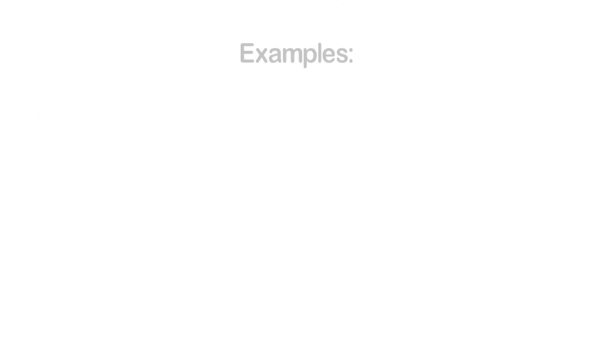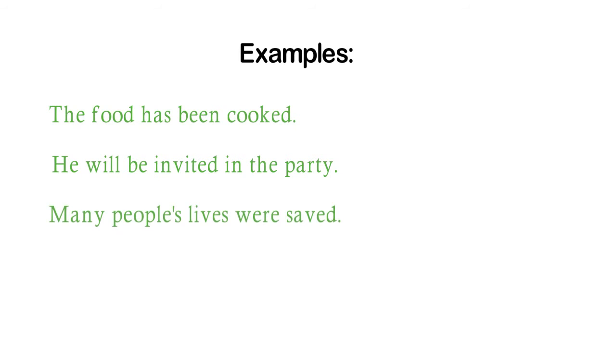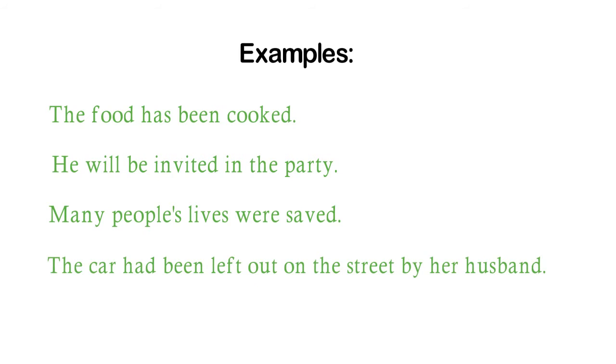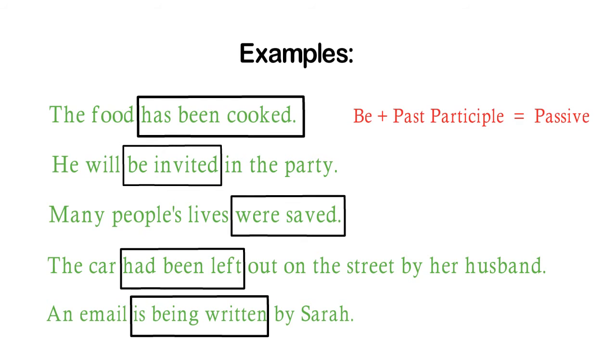Let's look at some more examples. The food has been cooked. He will be invited in the party. Many people's lives were saved. The car had been left out on the street by her husband. An email is being written by Sarah. As you see, the be verb is always followed by the past participle.